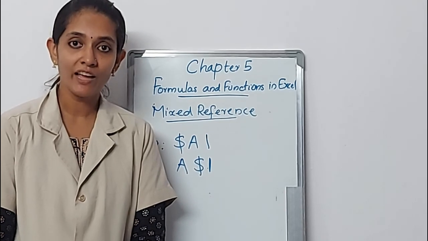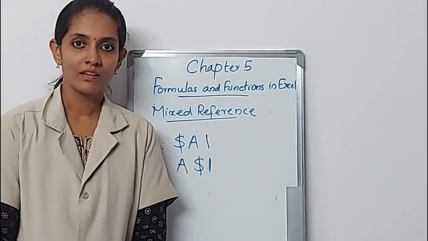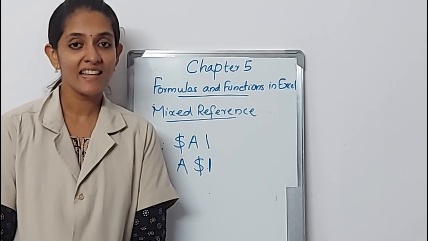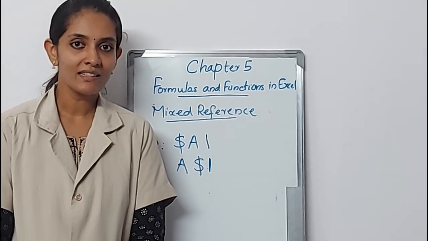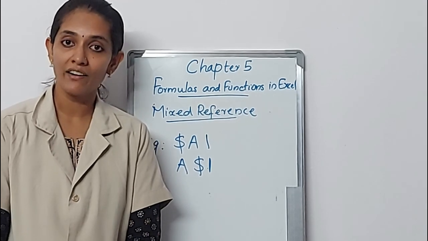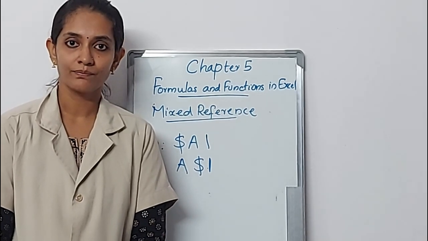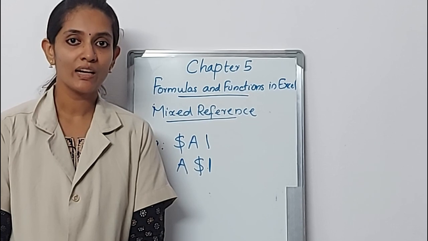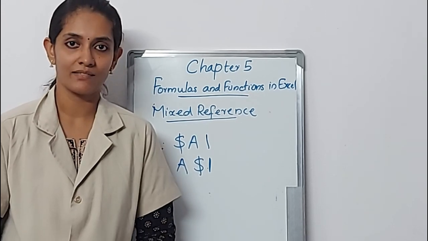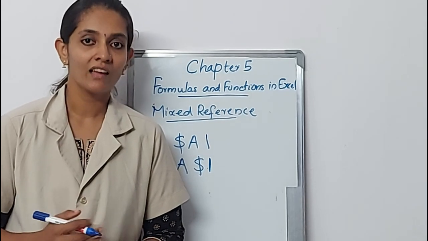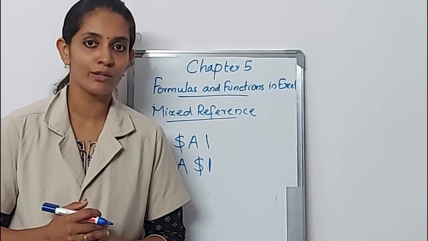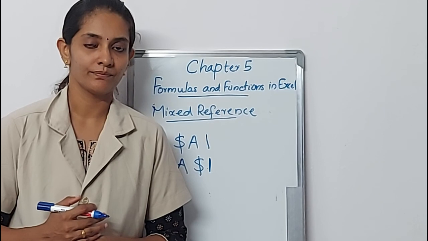Students, we have come to the end of today's session. Today we have learned cell referencing. Cell referencing means referencing the address of a cell. Three ways. First one is relative reference. When we copy a formula to other cell, the value of the referenced cell also got changed.